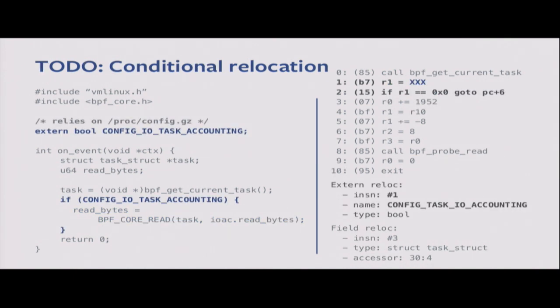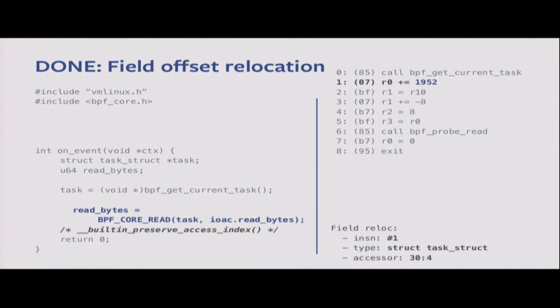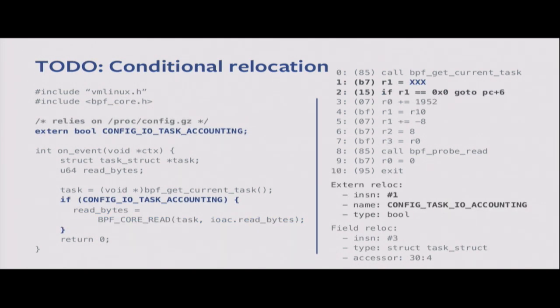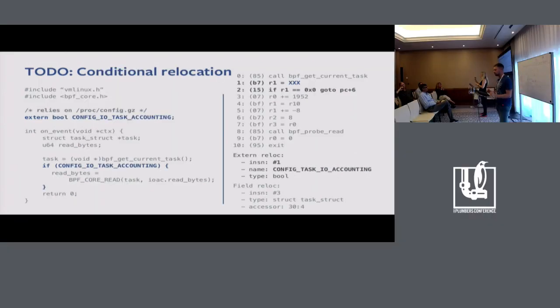The part that's not done and is up for discussion is the conditional relocation. If you look at the previous example, we read ioac.read_bytes, right? And the problem is that some kernels that are not compiled with CONFIG_TASK_IO_ACCOUNTING won't have this struct at all, right? So it's impossible to relocate. If you want to build a BPF program, compile it once, and run it on kernels that both have IO accounting and not, you will need to do some more.